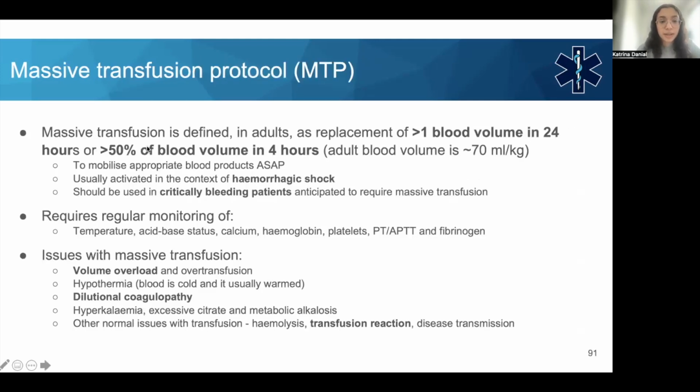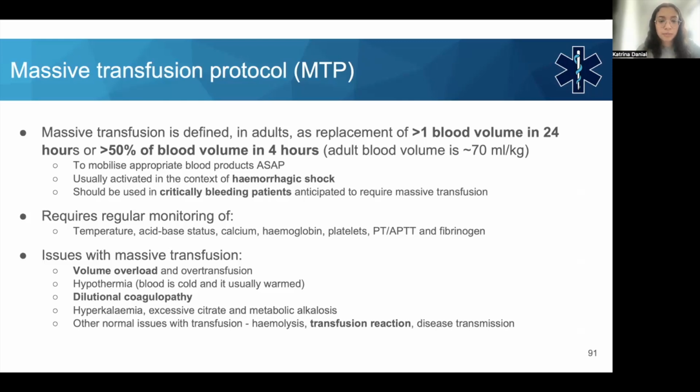Okay. Then there's this thing called the MTP, massive transfusion protocol. Okay. That's if the patient is so unwell, right, that we're needing to replace their whole blood volume in 24 hours. So the approximate blood volume in an adult is 70 mils per kilo. Or if we're having to replace greater than 50% of their blood volume in 4 hours. So it's a protocol in every hospital, and the reason it exists is to mobilize the appropriate blood products ASAP. Okay, so usually patients in hemorrhagic shock, they're really unwell, critically bleeding.